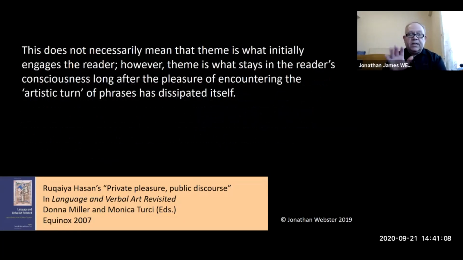But she goes on to say this does not necessarily mean that theme is what initially engages the reader. It's not necessarily what you notice when you first read that piece of poetry or first hear that play. The theme is what's going to stay in your consciousness long after the pleasure of encountering the artistic turns of phrase has dissipated itself. In other words, the craft creates an art, and that art is going to create something that will stick with you.